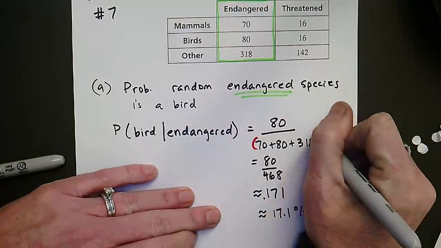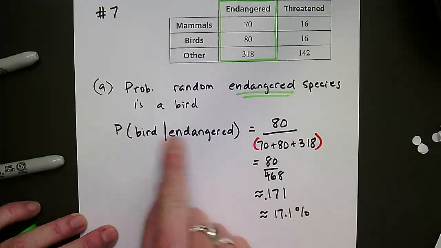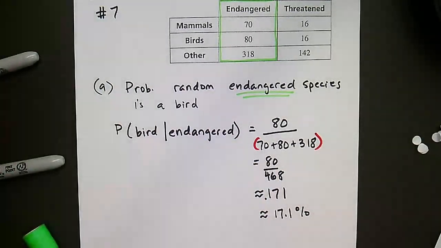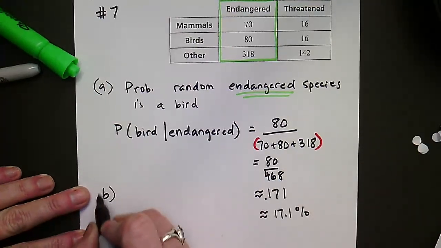In fact, here I'll put this. You have to have parentheses around that entire bottom. All right, so the probability of a bird given it's endangered is about 17.1%. Now they did give us another one, so I'll kind of jot that down here.